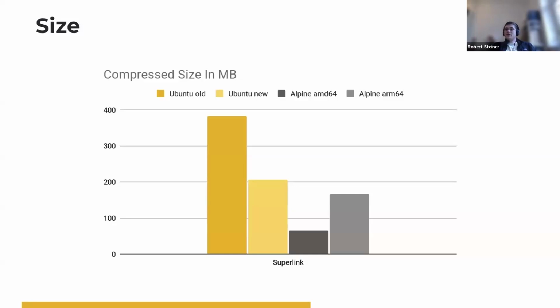The Alpine AMD64 is even better. That's only 64. And the Alpine ARM64 is unfortunately a bit bigger because the binary for the gRPC library is a lot larger. And it's also noticeably slower to build because gRPC.io doesn't provide pre-built binaries for Alpine ARM64, so we have to compile it from source.